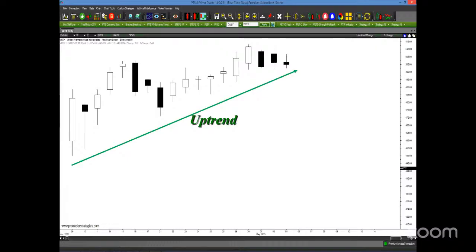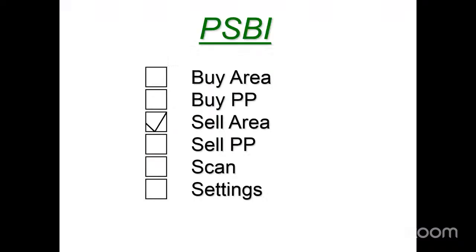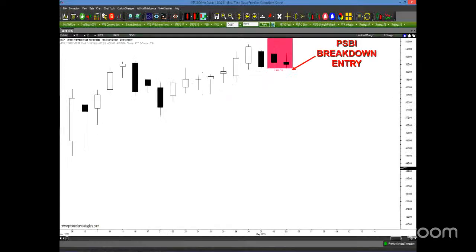Okay, let's go through the process here. We have VRTX. Obviously, we're in an uptrend. So we're not looking for a buy area to be displayed. We're looking for a sell area to be displayed. Therefore, we have to click on the PSBI and click on sell area. Now, if the indicator does not identify that a breakdown sell area due to its requirements is being displayed, nothing will be shown. But if it is meeting all the requirements, then yes, it will show.